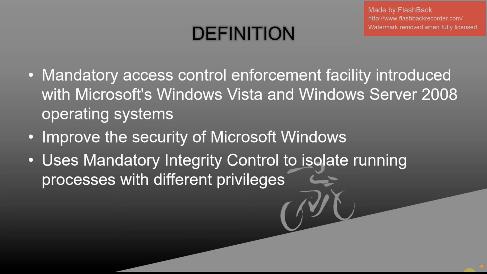UAC uses mandatory integrity control to isolate running processes with different privileges. It is to reduce the possibility of lower privileged applications communicating with higher privileged ones. Another new technology, user interface privilege isolation, is used in conjunction with user account control to isolate these processes from each other.